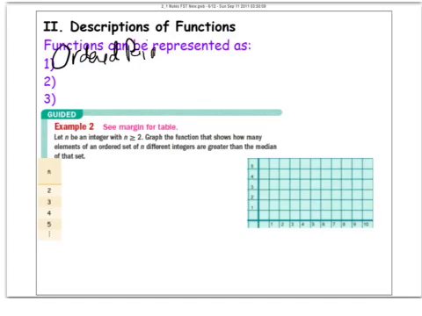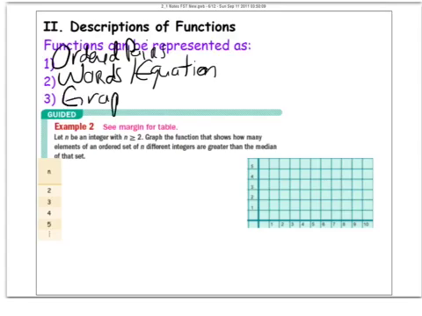We've also seen them in terms of words or equations, which was on the muffin slide. And then the third type we can look at is in terms of a graph, and that's what this example is. So let's take a look at this example and how we can graph it and see the function relationship. Here it says, let n be an integer where n is greater than or equal to 2. And they already have it defined here in our ordered pair, so we have to be at 2 and higher.